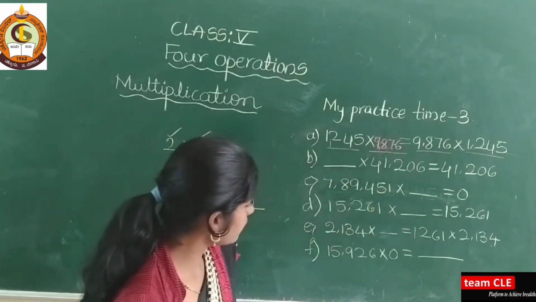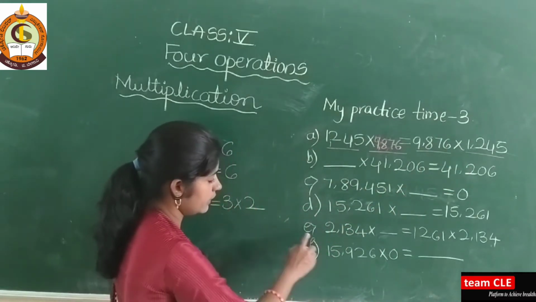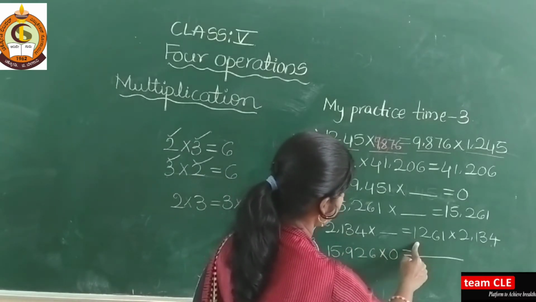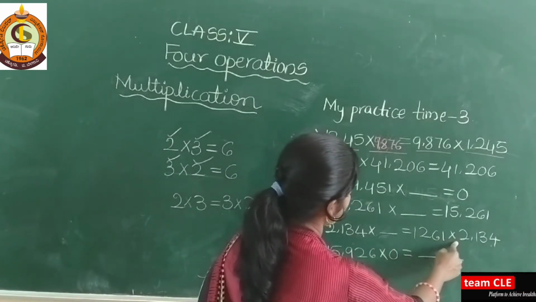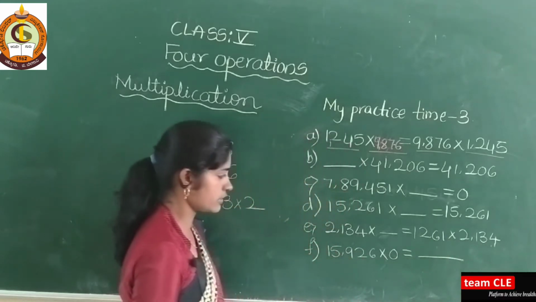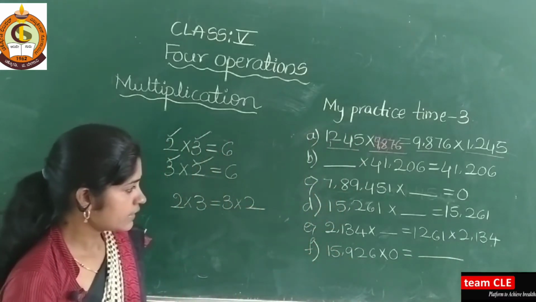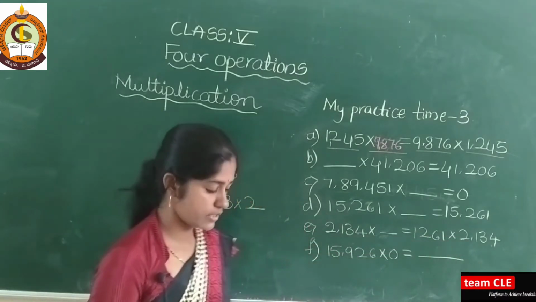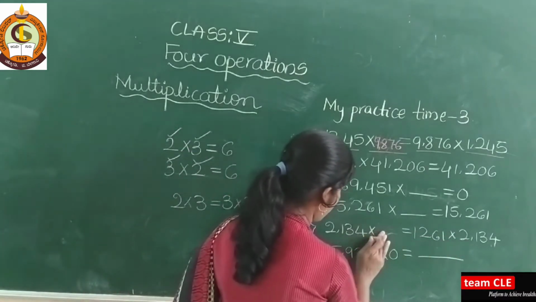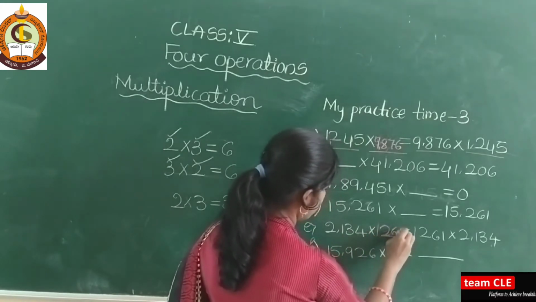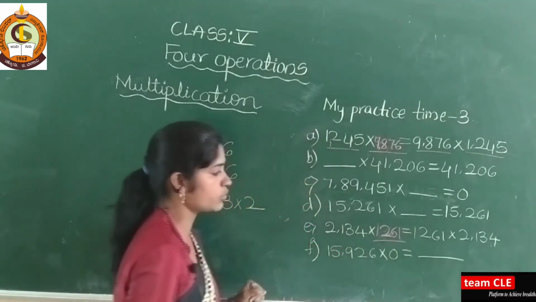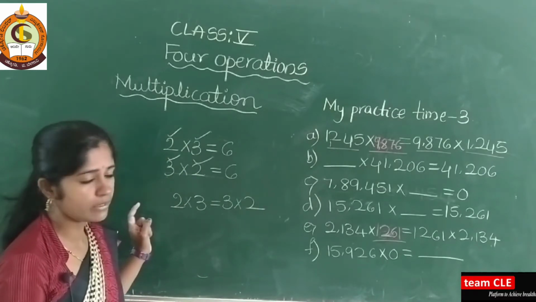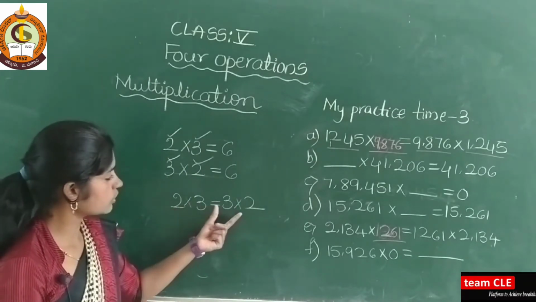Next here one more question is there. 2134 into dash equals 1261 into 2134. So what can I write here? Here 2134 is there on both sides, and 1261 is there. So I will write here 1261. Why did I write 1261? On the basis of multiplication property 1. See here, 2 into 3 is equal to 3 into 2.